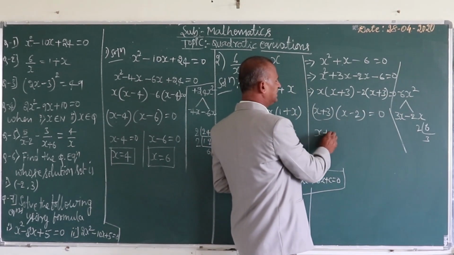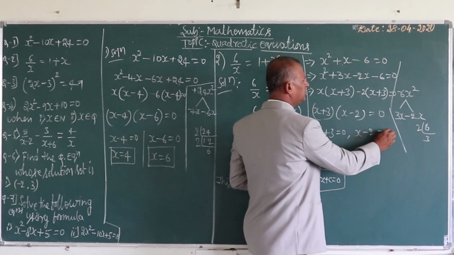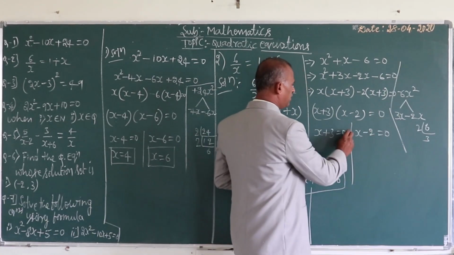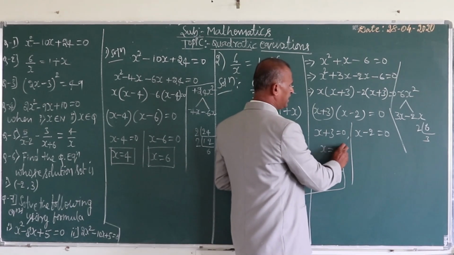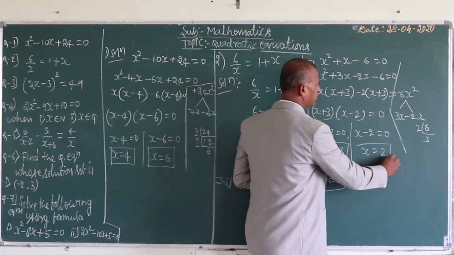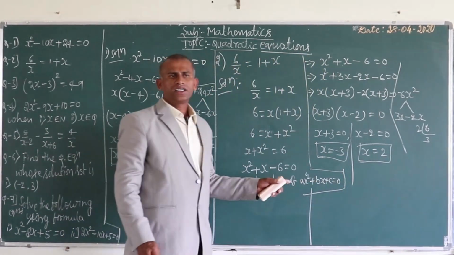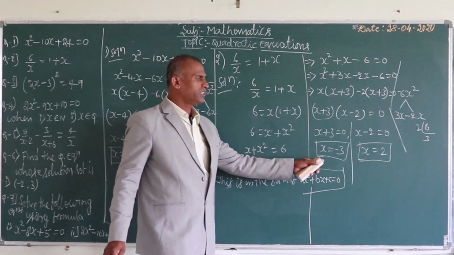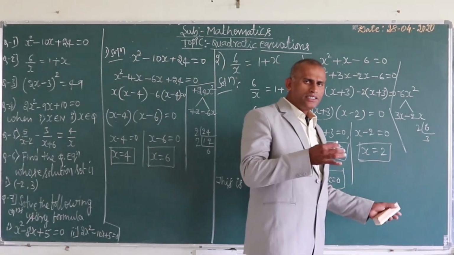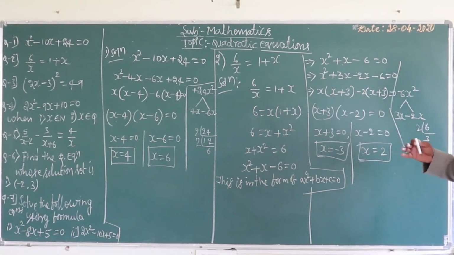Now x plus 3 equals to 0 is one, and x minus 2 equals to 0 is one more. Now x equals to minus 3, and x equals to 2. These are the solutions of the given quadratic equation. This is one solution, this is one more solution. This is the way of solving a quadratic equation.